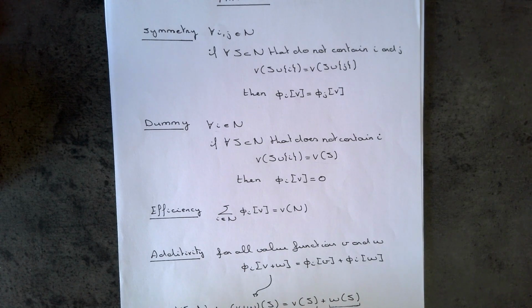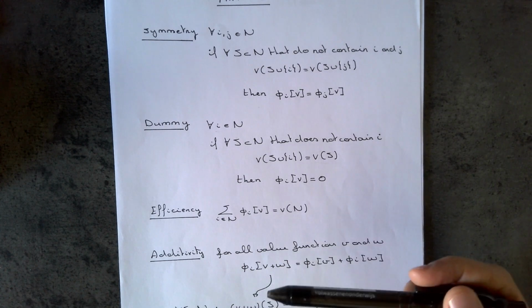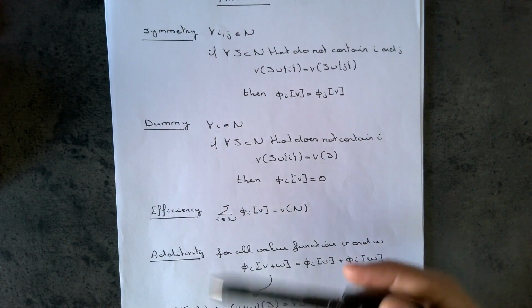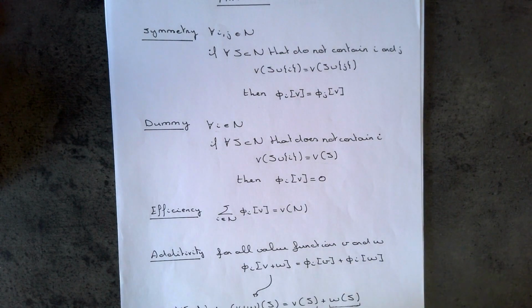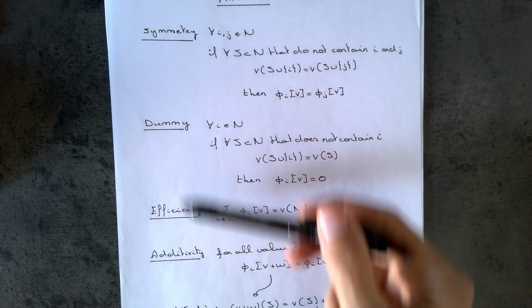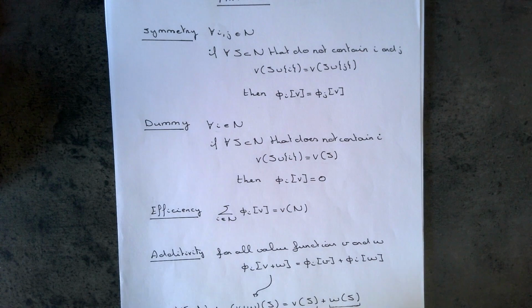So in this video, what I'm going to do is show that the Shapley value is actually the only value that satisfies these four axioms. In other words, the Shapley value is characterized by the properties of symmetry, dummy, efficiency, and additivity.